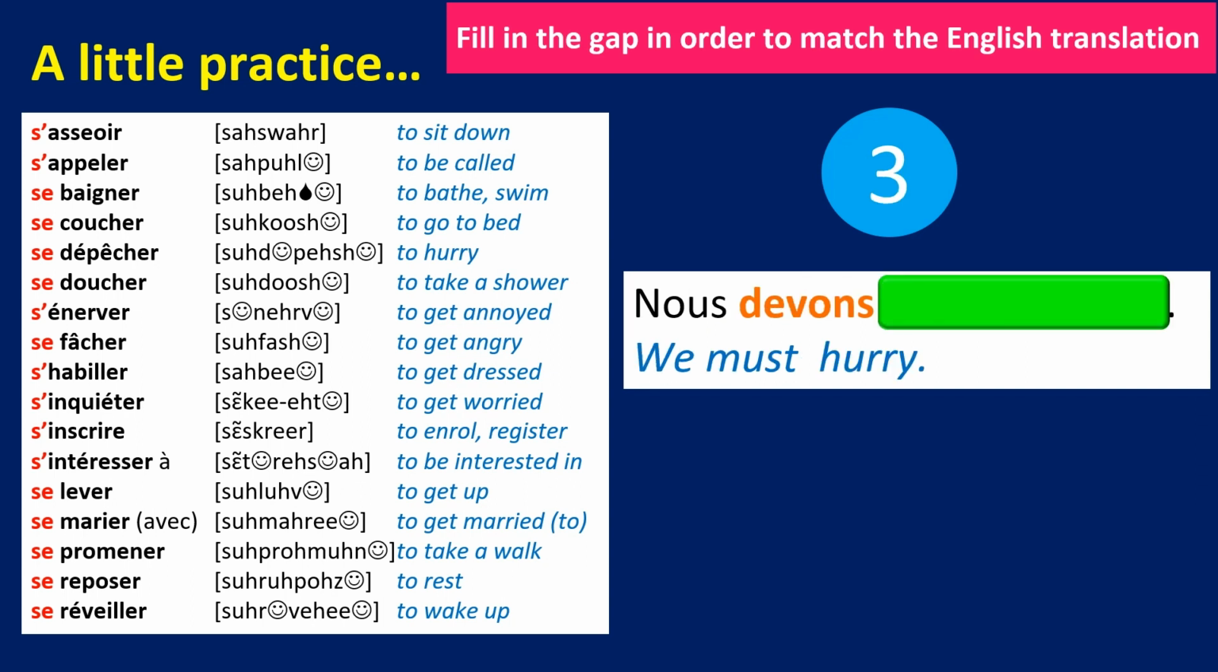To translate we must hurry, we have to bear in mind that we've got the modal verb devoir, nous devons, we must, which is going to be followed with an infinitive. So the verb to hurry is se dépêcher. And of course, we need to remember to use the correct reflexive pronoun with nous, which happens to be nous. Therefore, we must hurry is nous devons nous dépêcher.